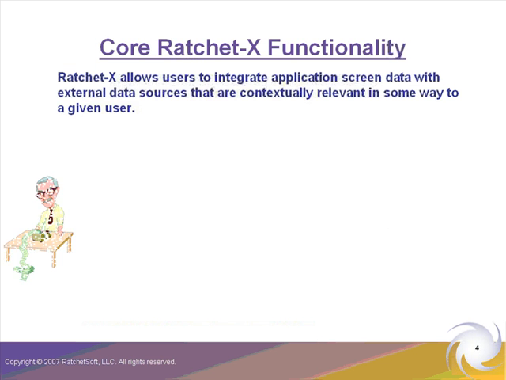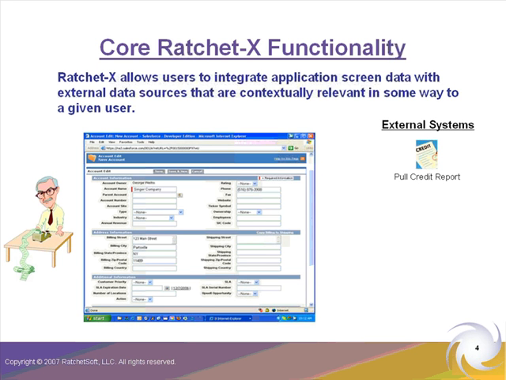Now, if I was in accounting, I might want to use the same contact information, but the context is different. For example, as an accounting person, I might want to use the same data to pull a credit report or check to see if the organization's name is on an OFAC watch list. The point is, Ratchet-X is able to extract the data from my application screens, determine a context, and present me with a list of relevant functions that can be automatically executed.